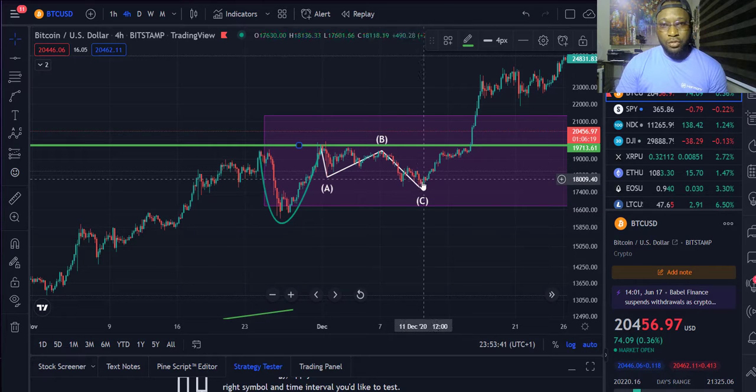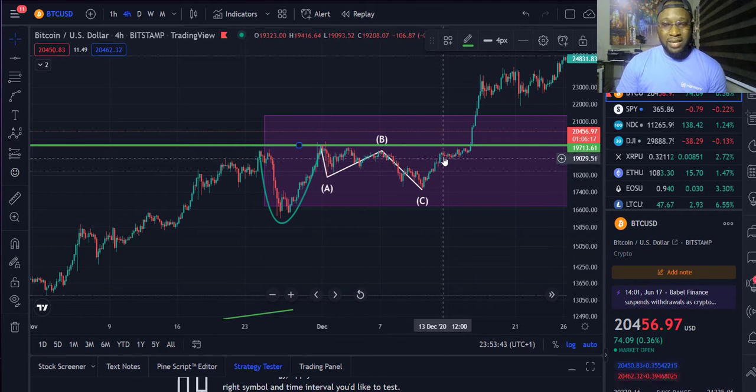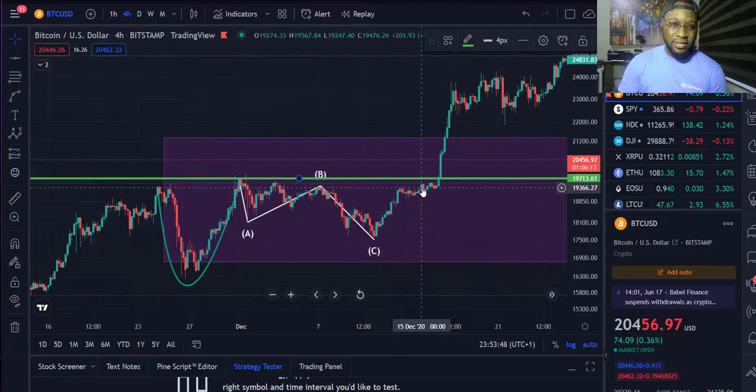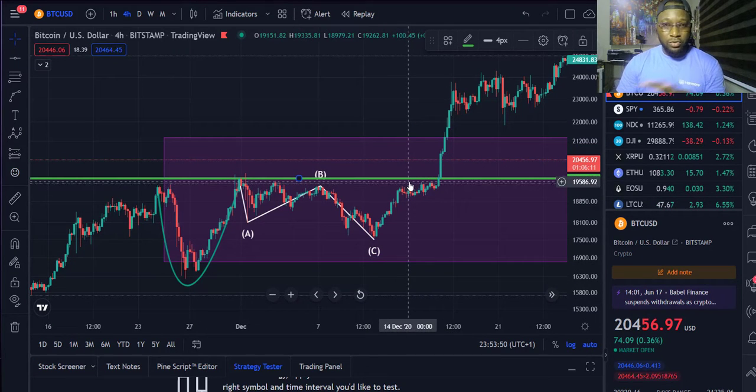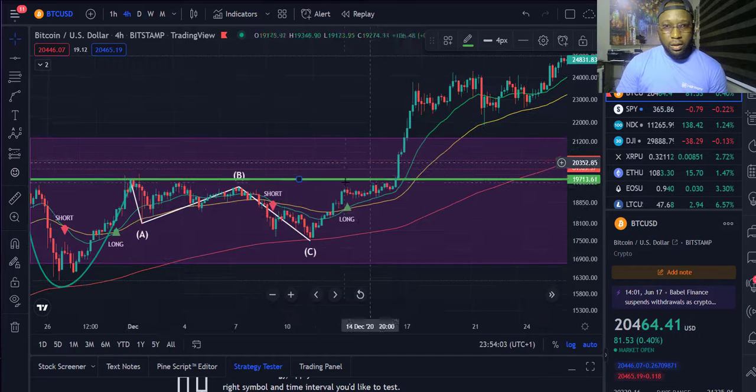If you happen not to buy here, try not to buy at a breakout. If you want to buy at a breakout, you need to wait for the breakout to happen before you buy. So this is a potential breakout.